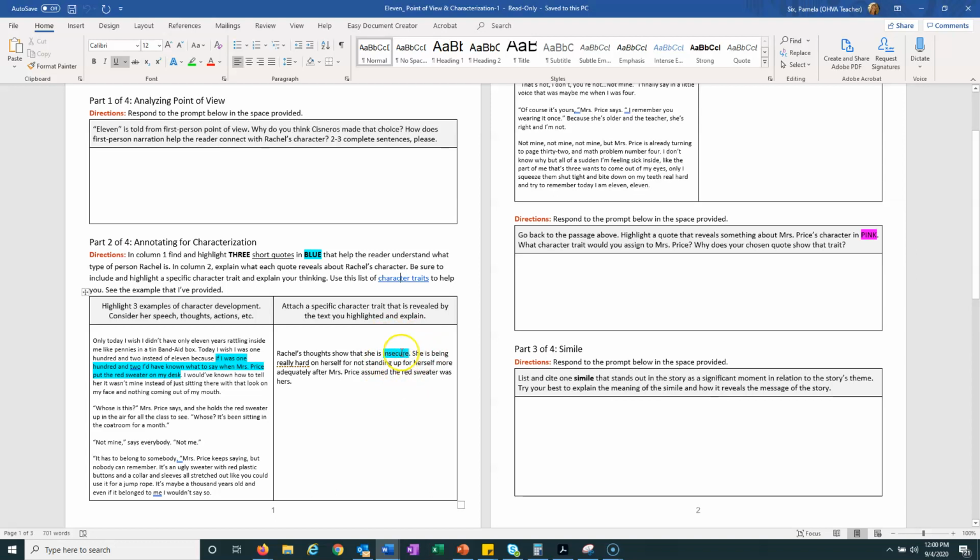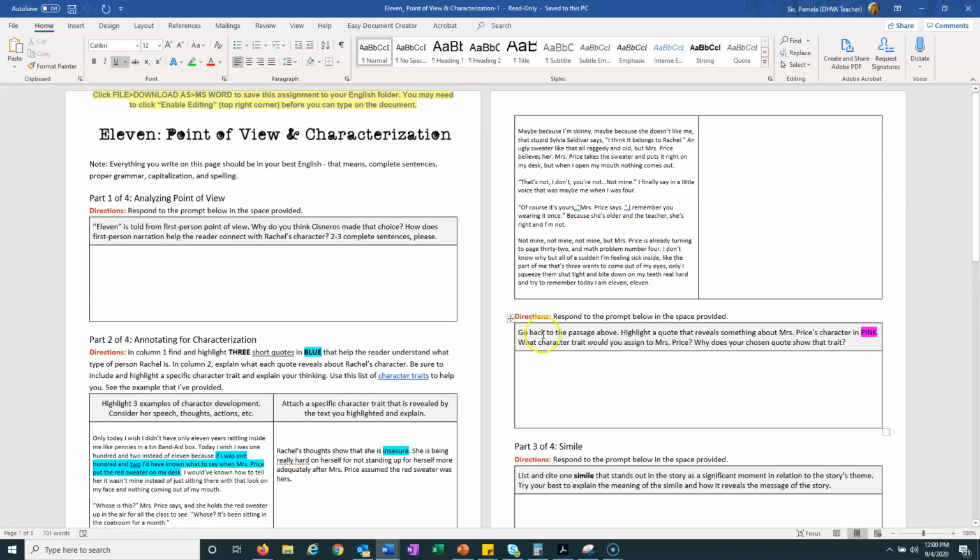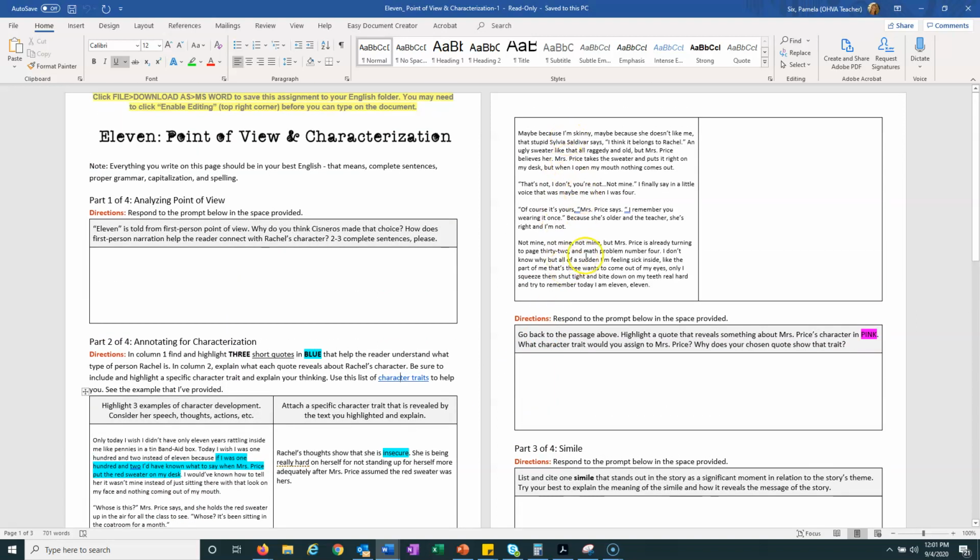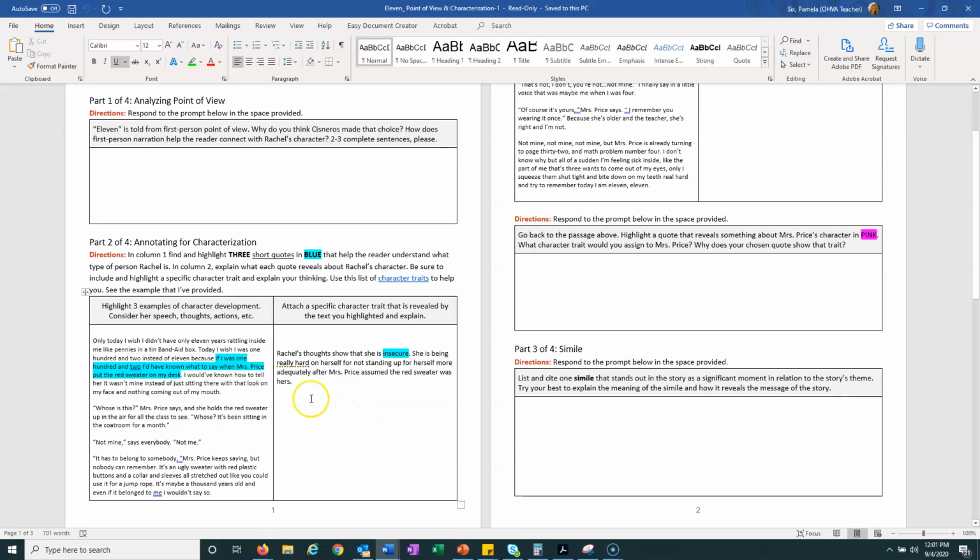Okay, so this is not one of your examples. This is the example I gave you to understand how to do the assignment. You need to find 3 more of your own examples. So you're going to highlight in blue somewhere through here 3 more additional examples, and you need to explain why you picked that character trait. Okay? That is very important. You need to make sure that you have 3 examples and that you're highlighting.